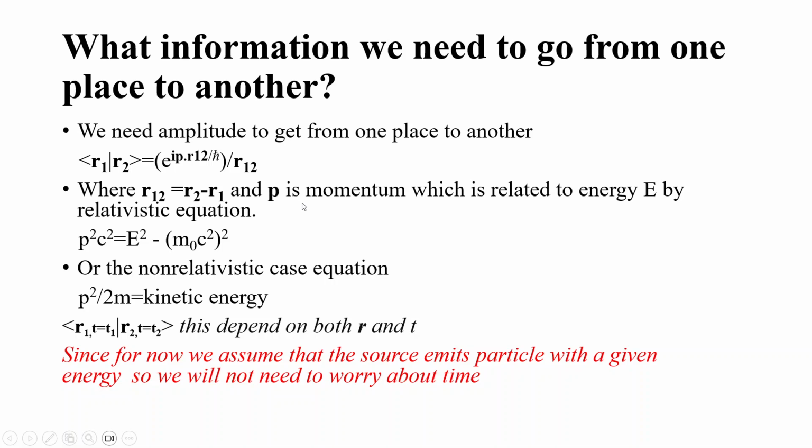And this P is momentum, which is related to energy E by the relativistic equation in this form, or in the non-relativistic case, this is the form. And now here you see these time terms, t1 and t2. This depends on both r and t. Since for now we assume that the source emits particles with a given energy, we will not need to worry about time.